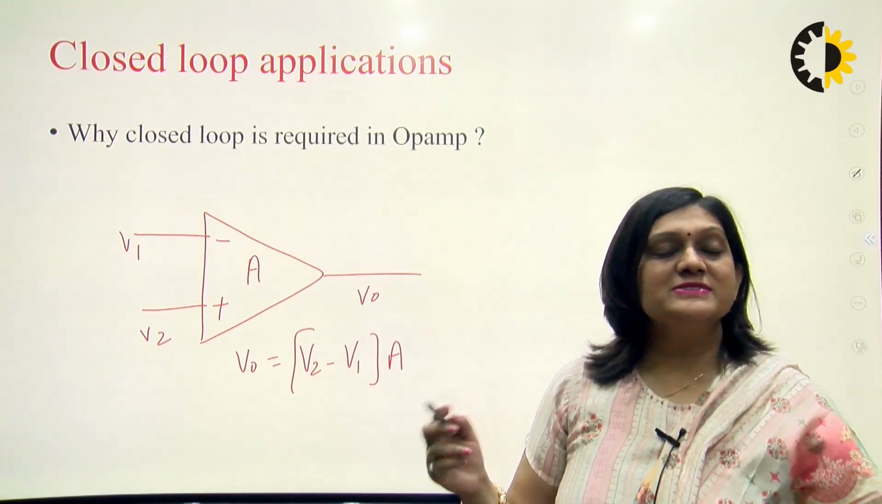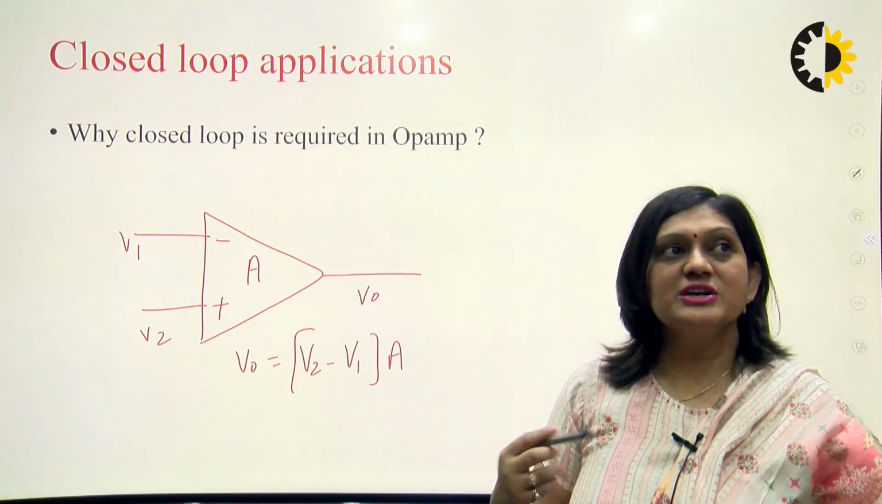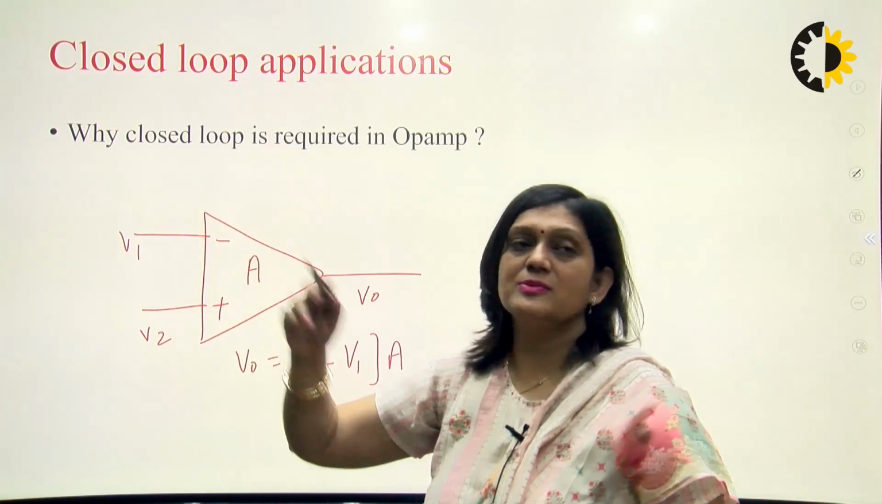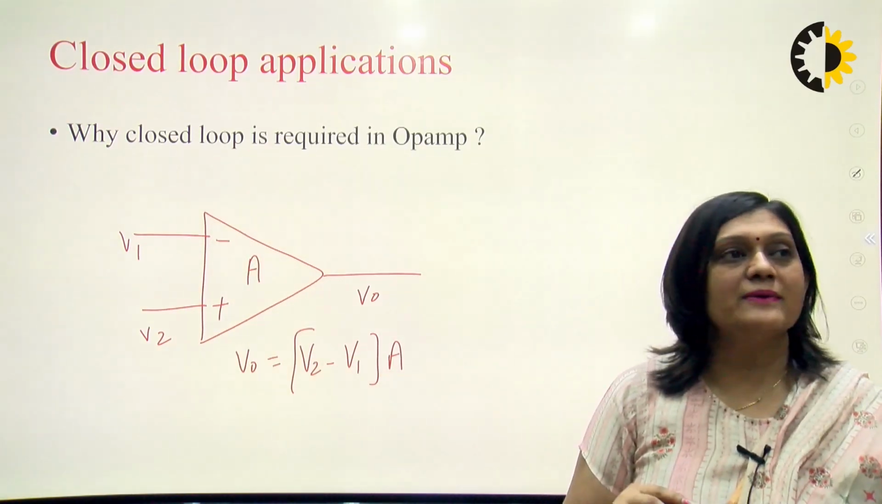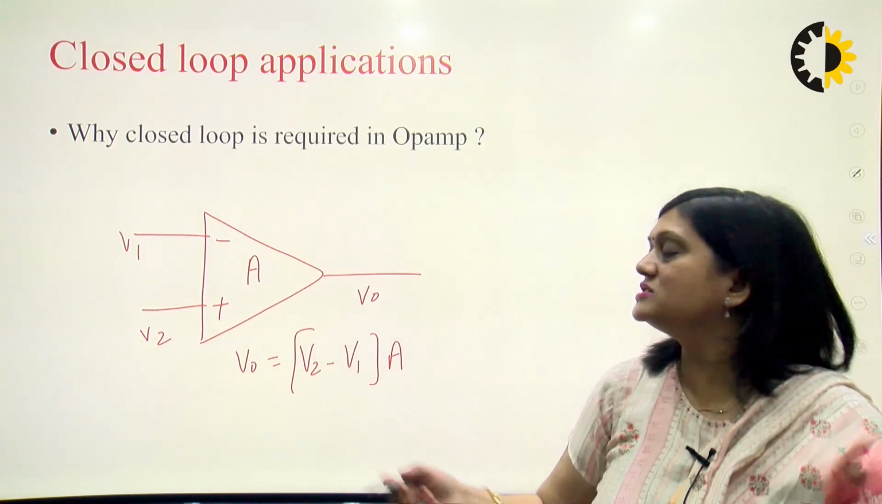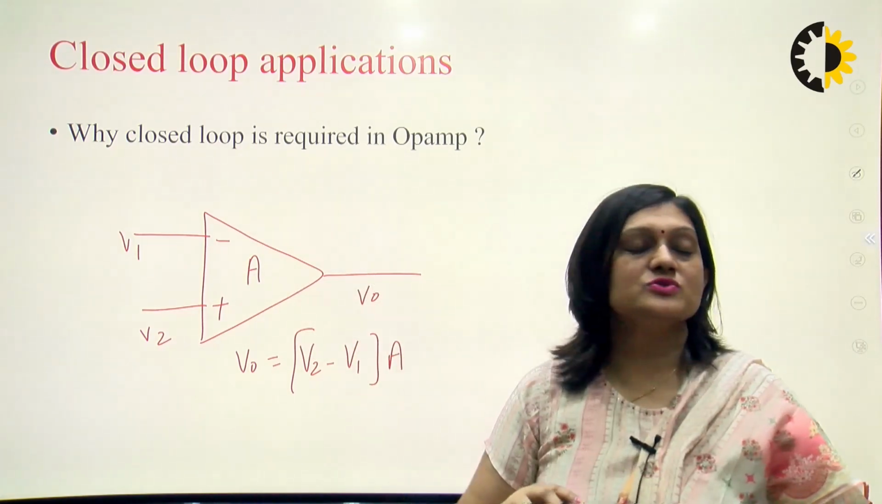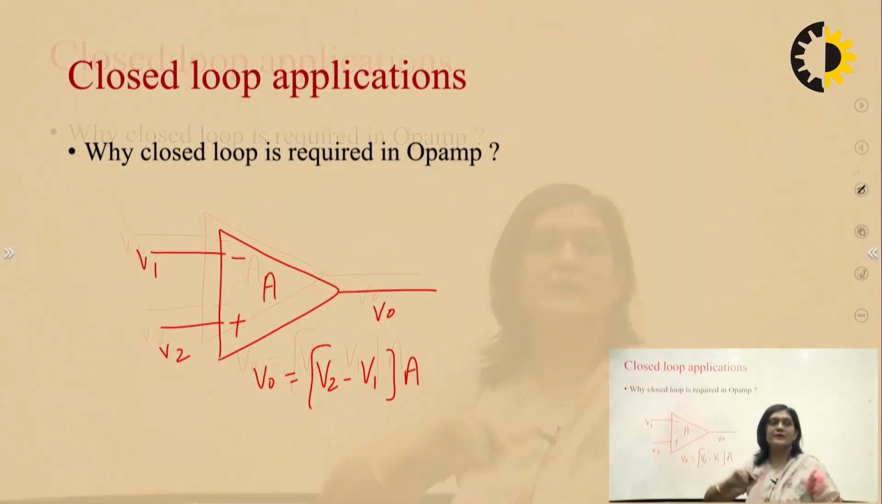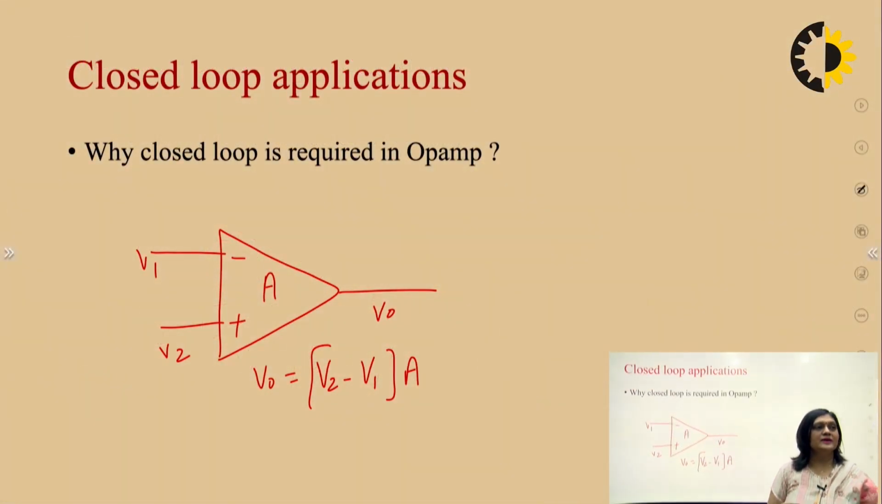And op-amp is basically a difference amplifier which amplifies the difference between the two input signals, like V1 and V2. The difference will be V2 minus V1. So op-amp will amplify the difference of these two input signals. And this is useful when the noise is applied at both ends. So this noise will be acting as a common mode signal and it will be cancelled out. So that's why this is the use of the difference amplifier.